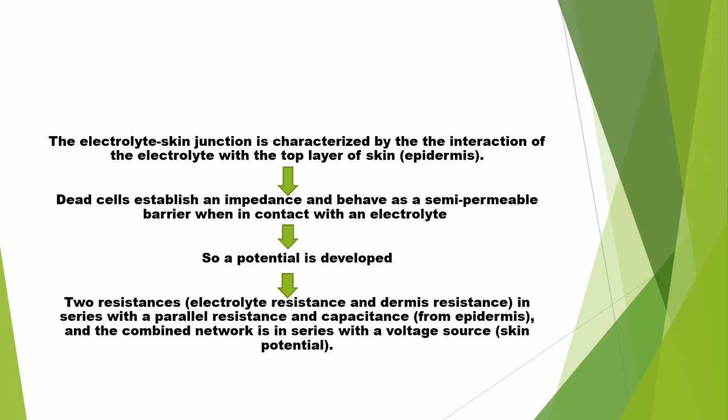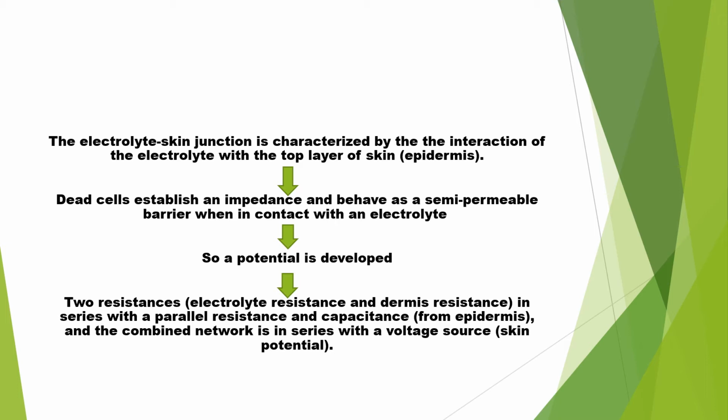The electrolyte-skin junction is characterized by the interaction of the electrolyte with the top layer of skin, that is the epidermis. The epidermis itself is composed of layers. The top layer, the stratum corneum, consists of dead skin cells. These dead cells establish an impedance and behave as a semi-permeable barrier when in contact with an electrolyte. Ions underneath this barrier orient with respect to ions in the electrolyte, so a potential is developed.